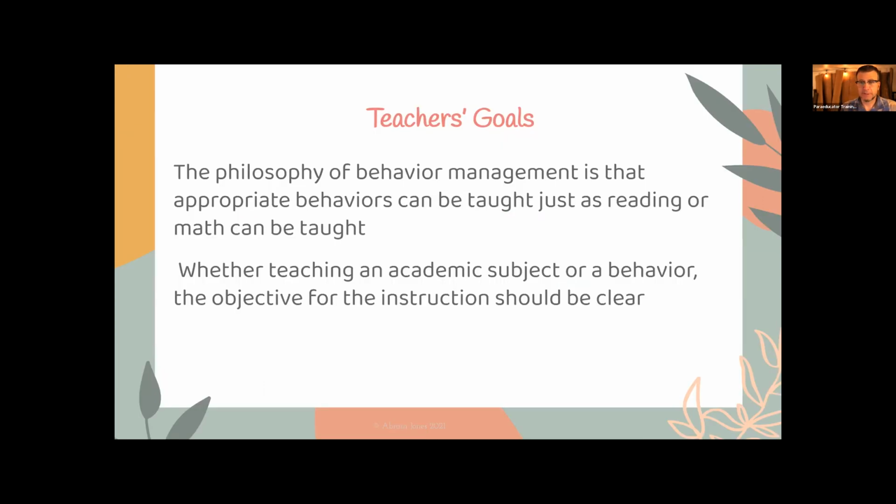At the beginning, we started by talking about the philosophy. The philosophy of behavior management is that appropriate behaviors can be taught just as reading or math can be taught. It's kind of a way of socializing people to a classroom. A classroom is an episteme. We can talk about that. Whether teaching an academic subject or behavior, the objective for the instruction should be clear. Okay, we keep coming back to that point. The objective for the instruction should be clear. Got to have goals. But let's return to the first paragraph here. Appropriate behaviors can be taught just as reading or math can be taught.